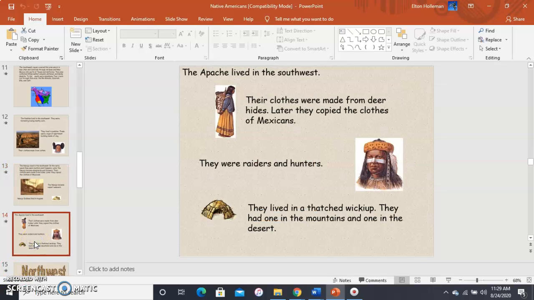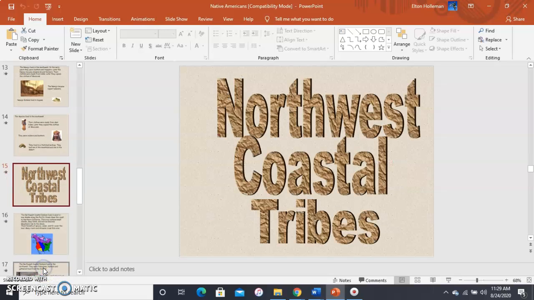So the Apache also lived in the southwest. Their clothes were made from deer hides. Later, they copied the clothes of the Mexicans as well. They were raiders and hunters. They lived in thatched wickiups. They had one in the mountains and one in the desert. They would hold 2 residences.